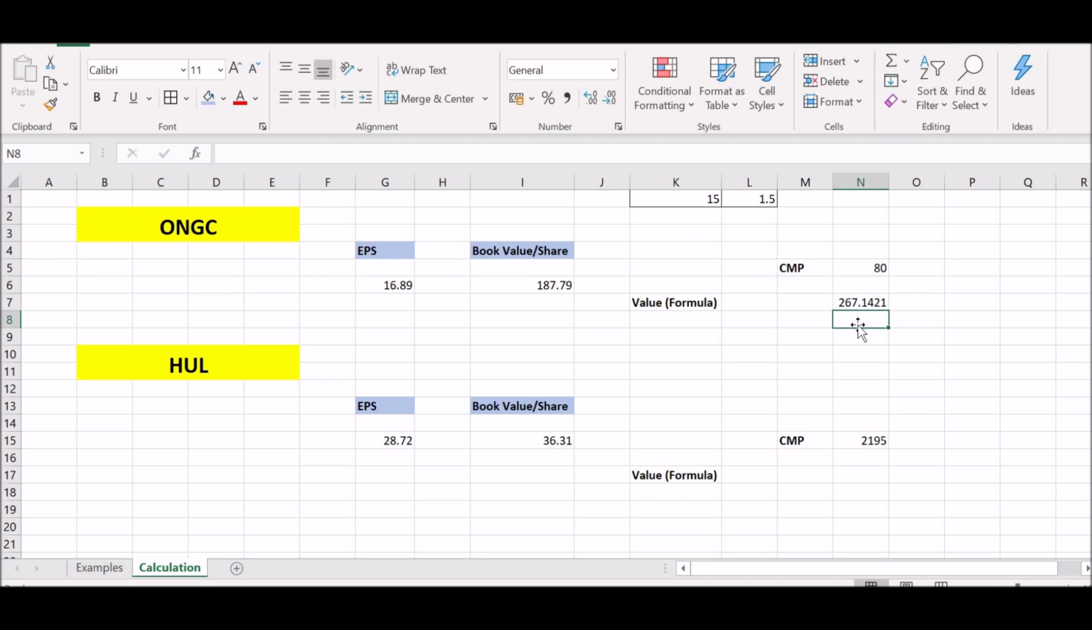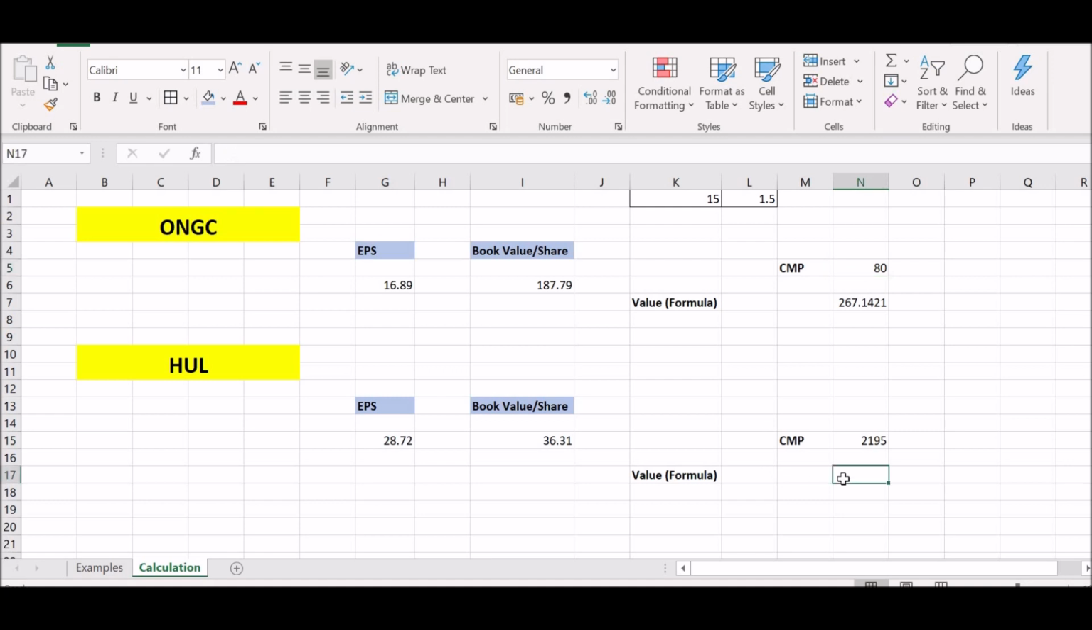It supports your analysis. So according to this formula, ONGC should be priced at 267.1421, but it is priced at 80 at the moment. So according to this formula, the share is underpriced and should be bought. And if you do a thorough analysis and feel that the analysis is also showing a positive sign towards the stock, then it is a definite buy.